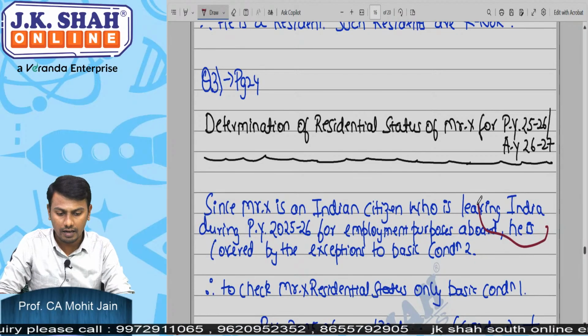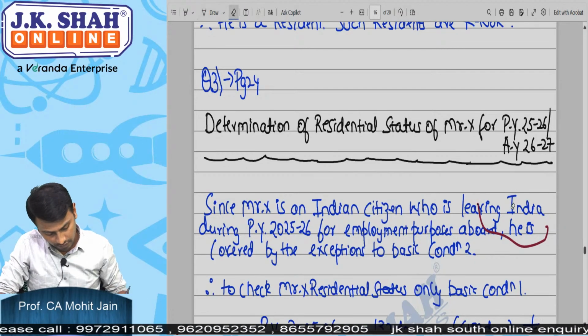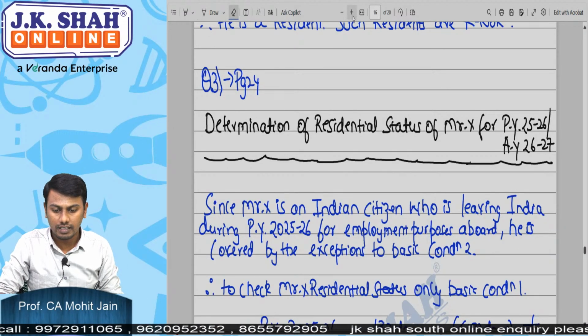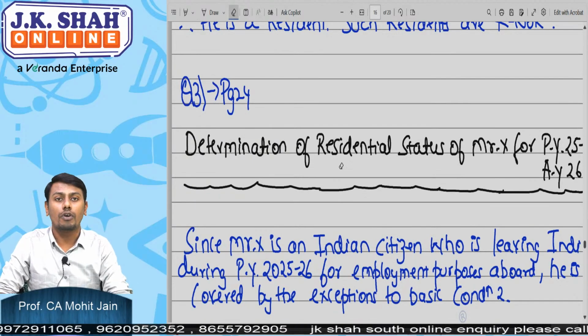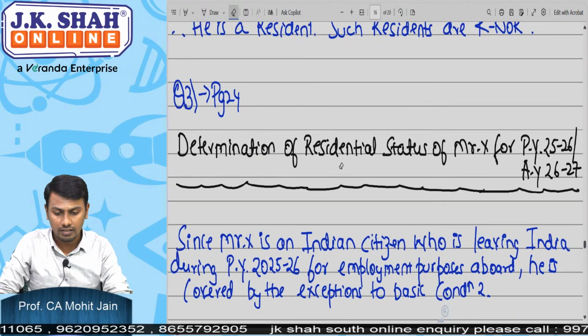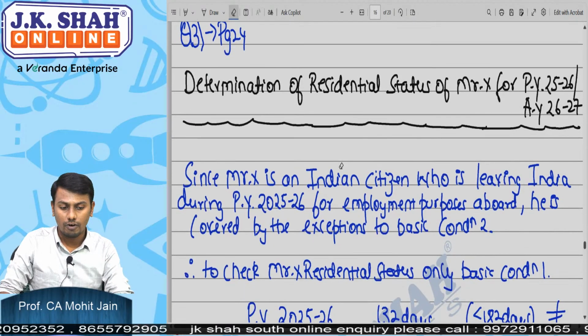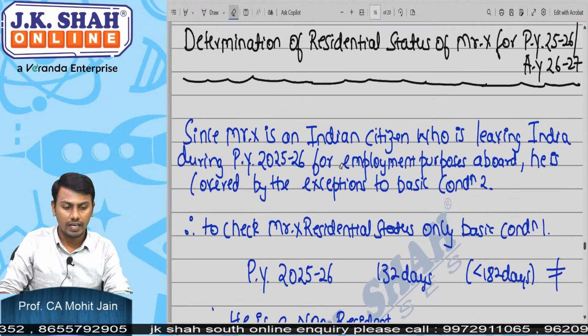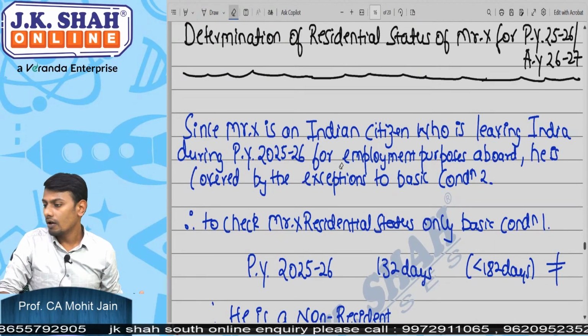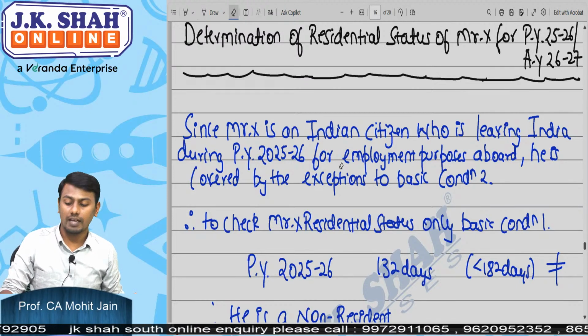So write down the heading. Determination of residential status of Mr. X for previous year 25-26 or assessment year 26-27.